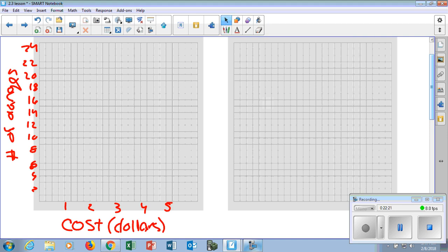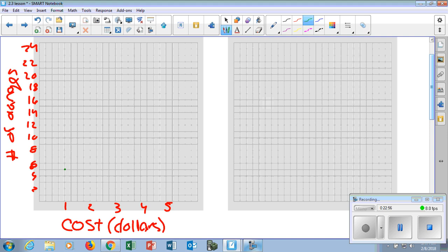Okay. There's our table. Now let's plot some points. We know that $1 is how many oranges? What did we say? Let's look back at that table. That table that we made at the top of the second page is going to help us. Aiden, what is $1? How many oranges do we have? 5. So I'm going to put a dot there for that.